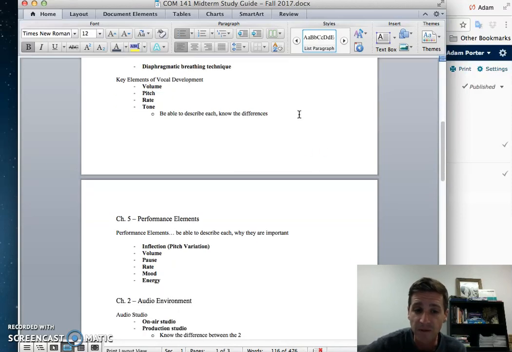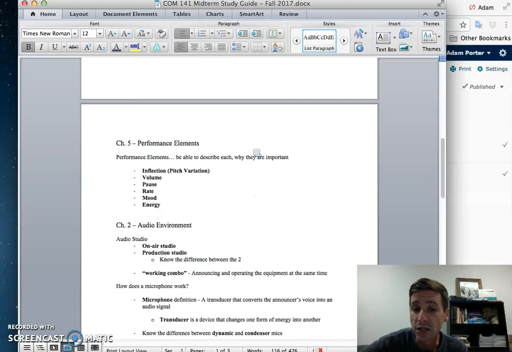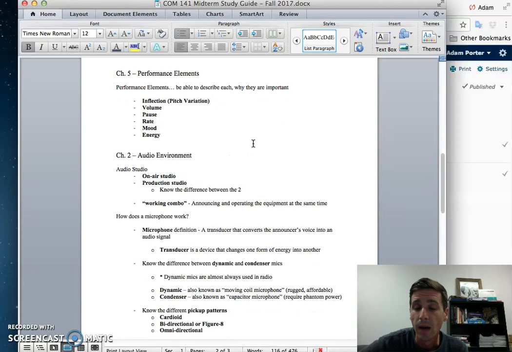That moved us into chapter 5, which was very much just a building on chapter 4, talking about taking those key elements and manipulating them over time, changing them over time to add interest and emphasis to our delivery. So here are those 6 key performance elements. The first and probably most important of all is inflection. This is pitch variation. So varying your pitch over time throughout your read to give words emphasis.